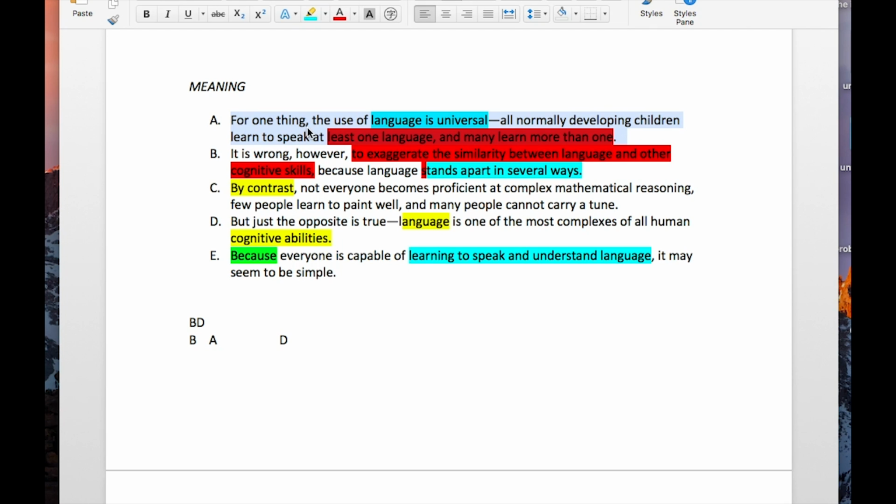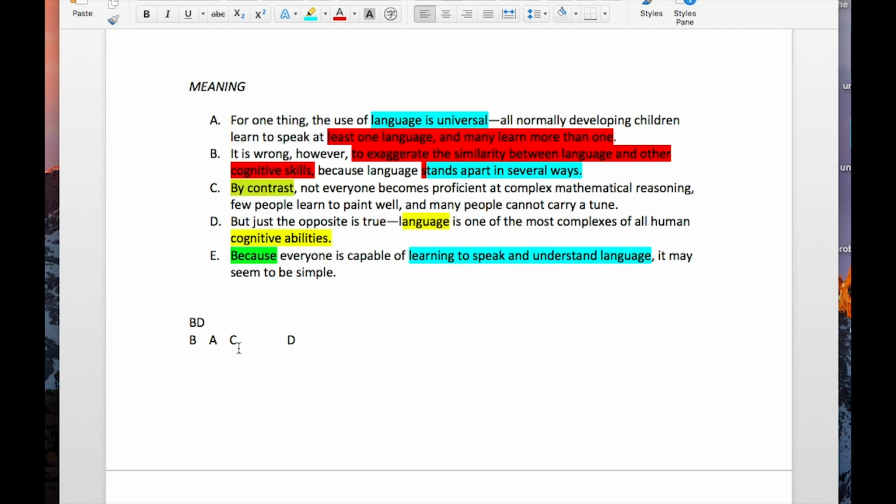So A talks about some people can learn one language, some people learn more languages, and this whole topic about B is about connections between language and cognitive skills. So the closest one should be C, because C talked about cognitive skills. "By contrast" is a comparison. You compare with something. So which one are you comparing? C talks about cognitive skills, and then we are comparing with language and cognitive skills. So obviously C is after A.